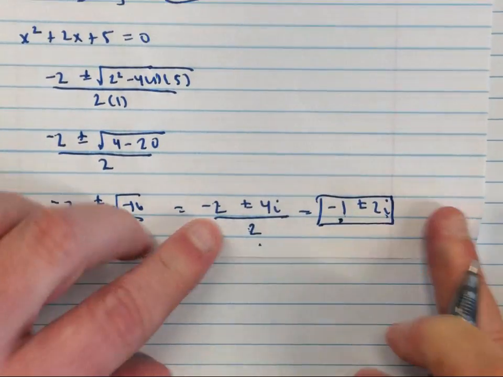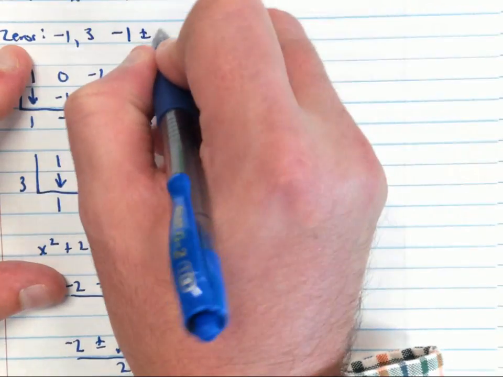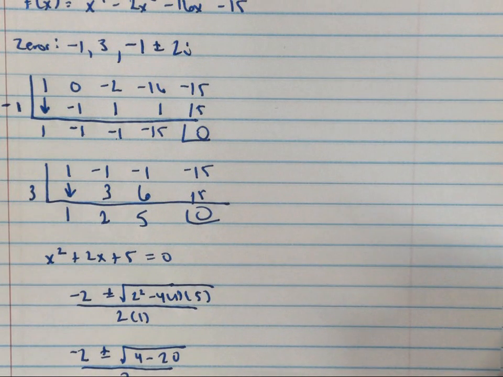So your roots, I will go back to my zeros. I got -1 and 3, and what's my other? -1 plus or minus what? 2i. So I look at my zeros. This was a quartic. I could have up to how many? Do I have 4? Yes. I have 2. How many are real? 2. How many are complex? 2. If you graph, you're going to see how many of them? 2. We're going to do one more.